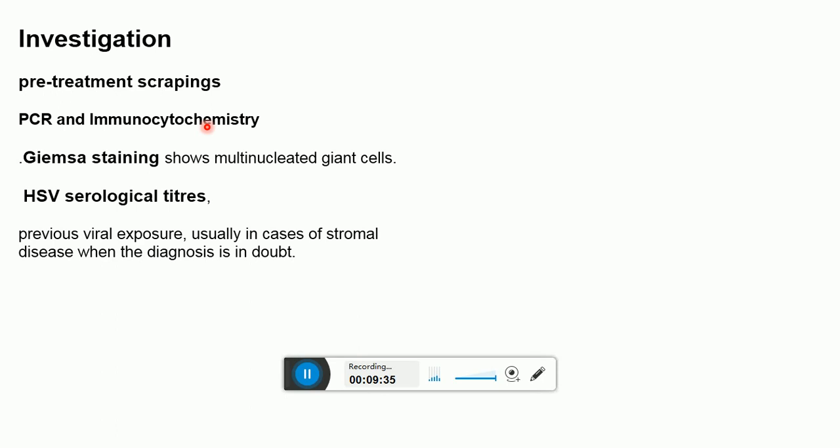HSV serological titers rise only on primary infection. They can be used to confirm previous viral exposure, and are used in cases of stromal disease when the diagnosis is in doubt.